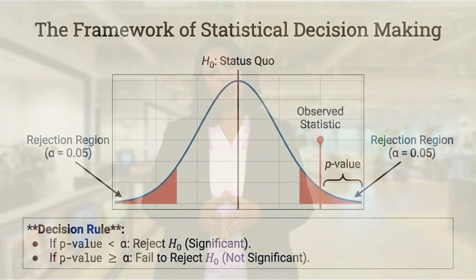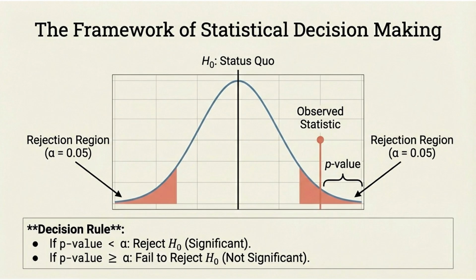Now, we start with the null hypothesis, which represents the status quo. We choose a significance level, usually 5%. The rejection regions are shown at both ends of the curve. The p-value tells us how extreme the observed result is. If the p-value is less than alpha, we reject the null hypothesis. If it is greater, we fail to reject it. This framework helps us make data-driven decisions instead of relying on guesswork.